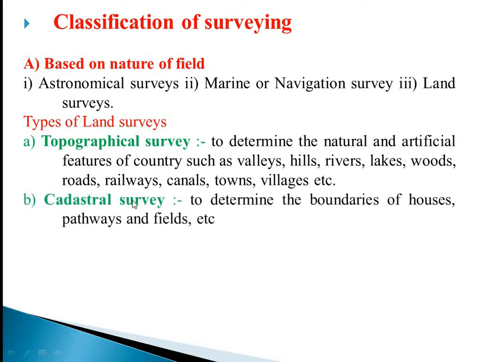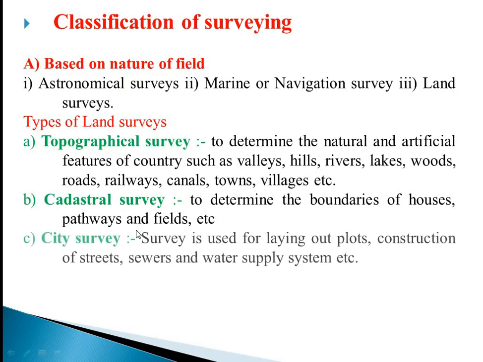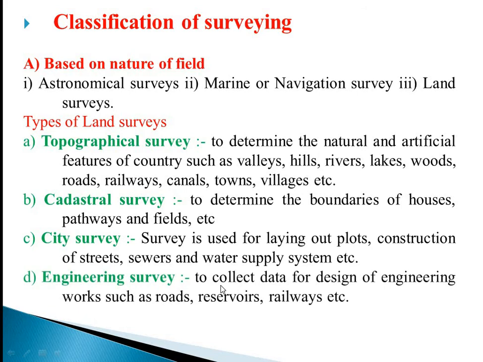Then cadastral survey, in which additional details such as boundaries of houses, pathways and fields are determined. Then city survey, used for laying out plots, construction of streets, sewers and water supply systems. Then engineering survey. This type of survey is used for determining quantities and collecting data for the design of engineering work, for example roads, railways, reservoirs, etc.